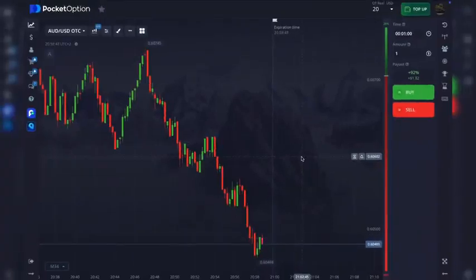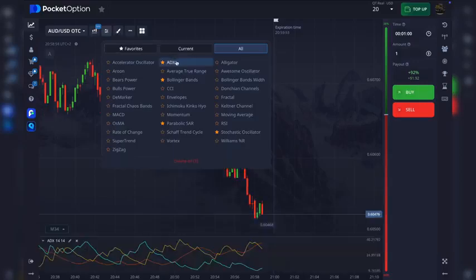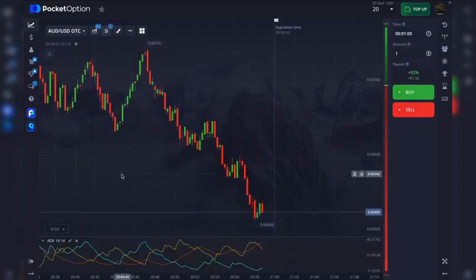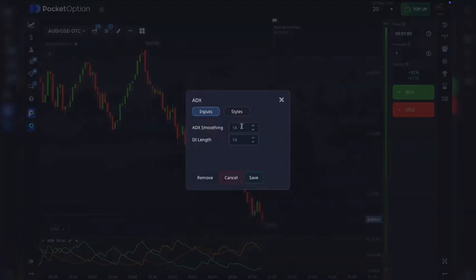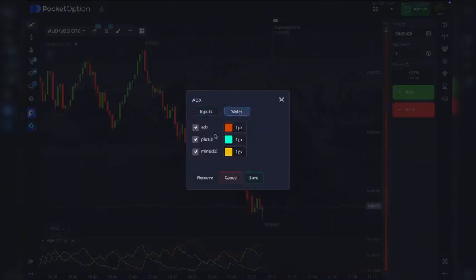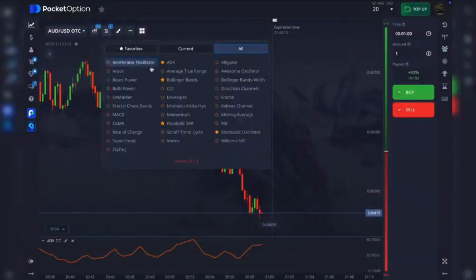Okay, so first of all, we need to add and set up our indicators. The first indicator will be the ADX indicator. We add it to the chart, then I go to settings. Here, I change the smoothing and the length to 7. Then I go to styles, and here I need to turn off the plus and minus lines, so I leave only the main ADX line, and I want to make this line thicker.